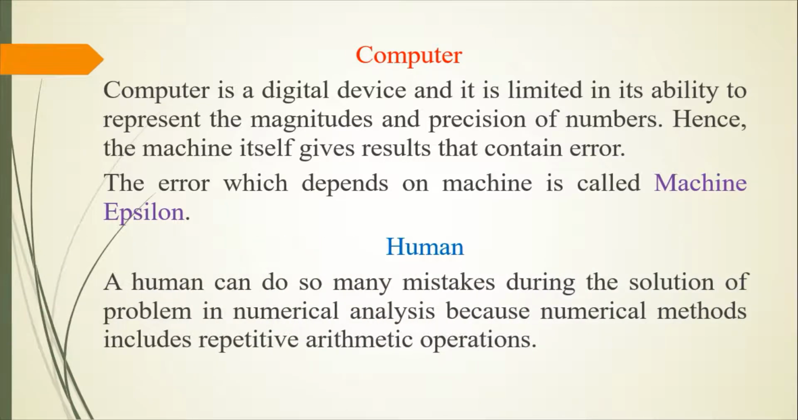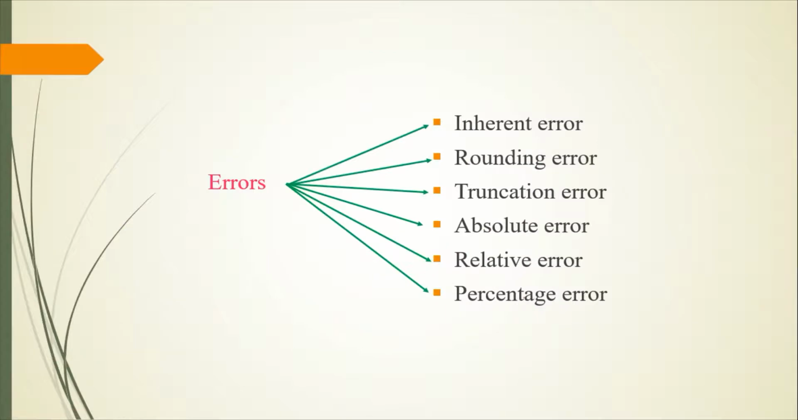Actually, numerical methods include many repetitive operations. It is very difficult to handle them manually for large problems. So sometimes errors arise due to humans during the solution of a problem. I have discussed in previous slides that errors can occur in doing calculations. Some errors are due to the way a computer does arithmetic. Now I am going to describe the other kinds of errors which we come across in numerical computations. These are the different types of errors: inherent error, rounding error, truncation error, absolute error, relative error, and percentage error.